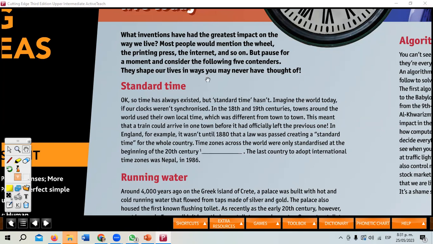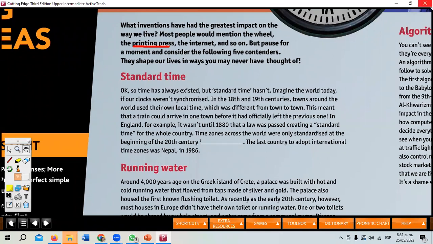No, I think it's clear. Okay, and in the first part, we had a printing press. What is the printing press? La impresora, Miss. La imprenta. La imprenta. Yes. The printing press is la imprenta.